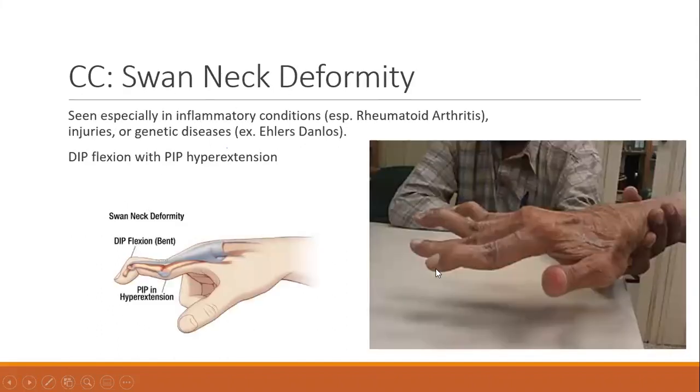The swan neck deformity is what you'll see in patients often who have rheumatoid arthritis, RA, or they can have a genetic disease that has to do with connective tissues, so Ehlers-Danlos, which is further on, we're in microbiology. But you'll see flexion of your DIP here, and then hyperextension of your PIP. So notice how this is flexed, but this is hyperextended. That's your swan neck deformity, which you can see, unfortunately, in this patient.